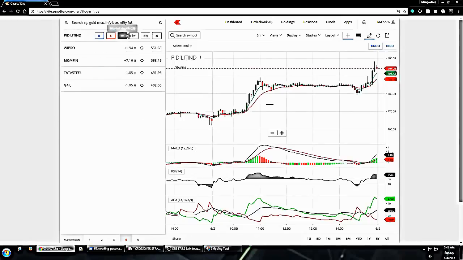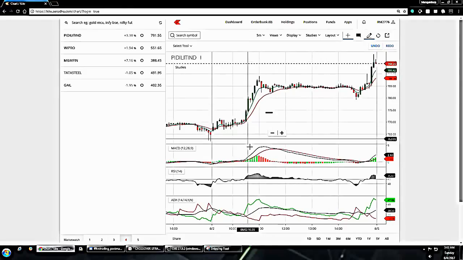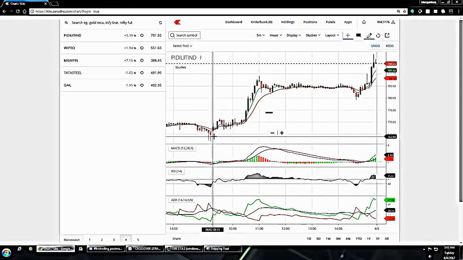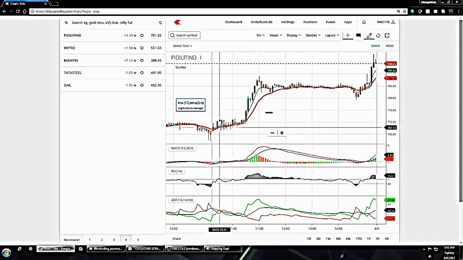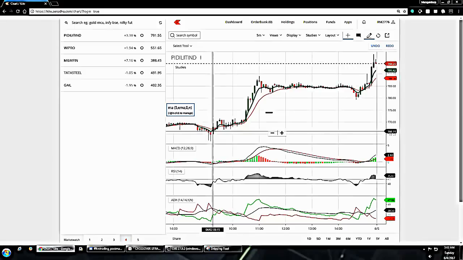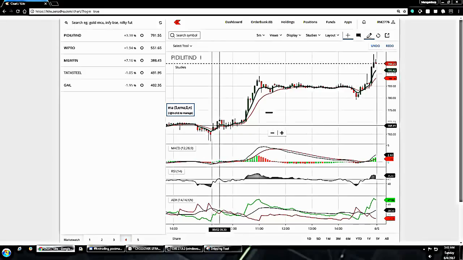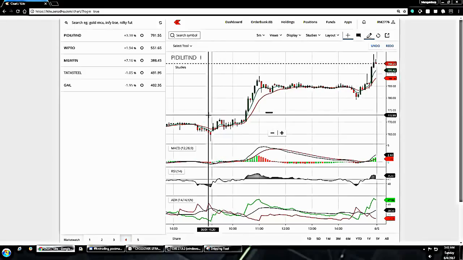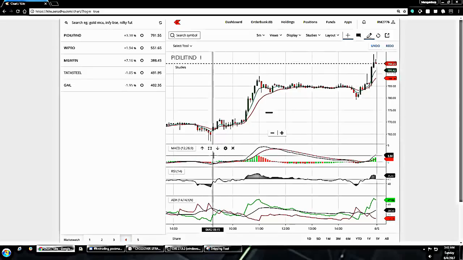So coming on to Pidilite here. If you see here, the market started and the green line crosses the red line, that is the 5 EMA crosses the 12 EMA. But is it the right time to trade? My answer is no. The reason is, if you see the MACD, the crossover has happened, but the crossover is not clear enough. So this is the time when we are not trading.